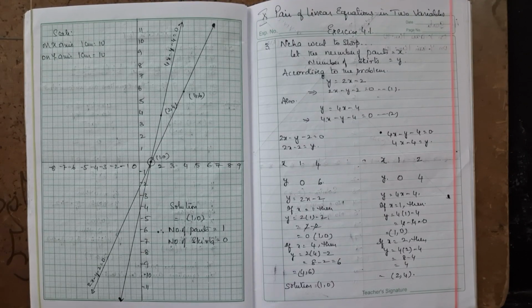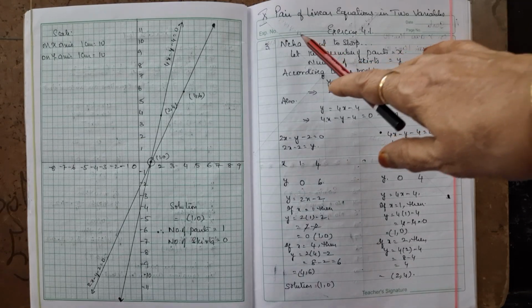I am now dealing with 10th class maths, pair of linear equations in two variables. In that, Exercise 4.1 I am doing. Two sums I have already done. Now the third sum. So the third sum goes like this.